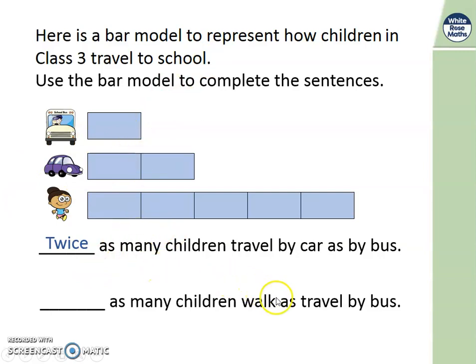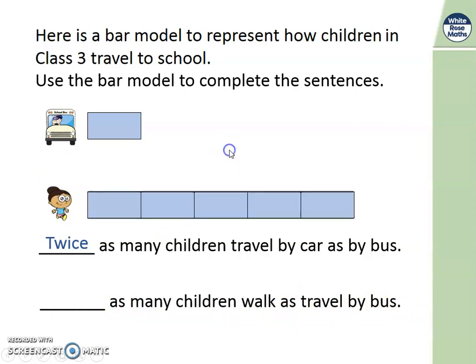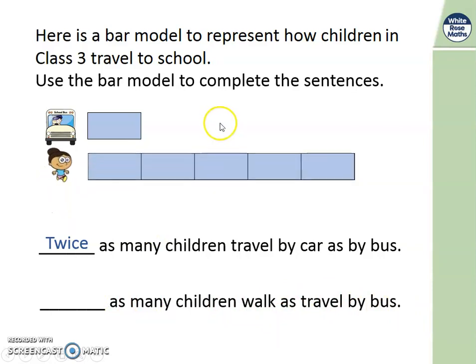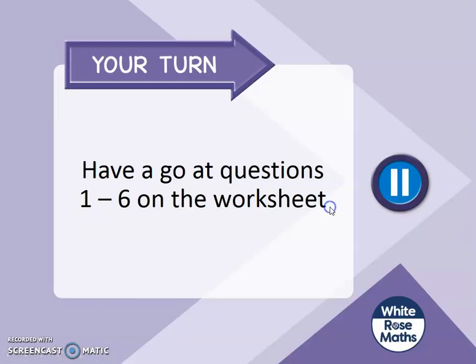What about how many children walk? So how many children walk compared to travelling by bus? Let's get the right information and slide it up to compare. There are 5 times as many. Let's compare. 1, 2, 3, 4, 5 times as many. Well done if you got that right.